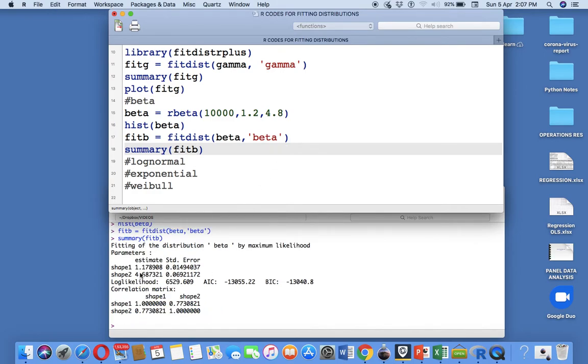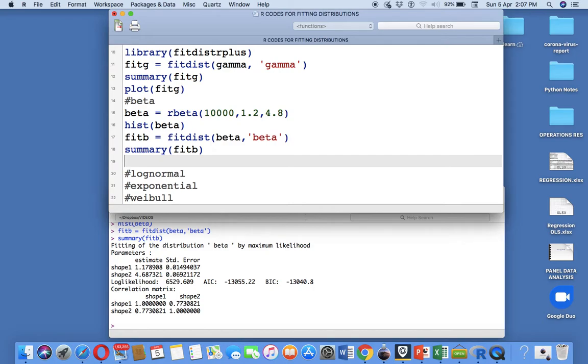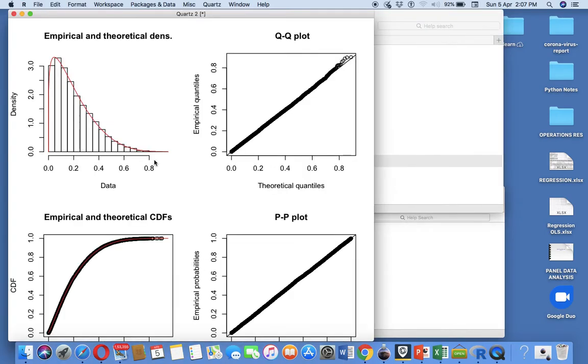Okay. Here are the parameters: 1.17, which is almost close to 2, and the other parameter is 4.68, not exactly 4.8. So basically, it has been able to give you that. And then I'll say plot G. There you are. Since we have generated the data to follow a beta distribution, it will exactly fit a beta distribution. It's just that the data happens to be beta distributed data.